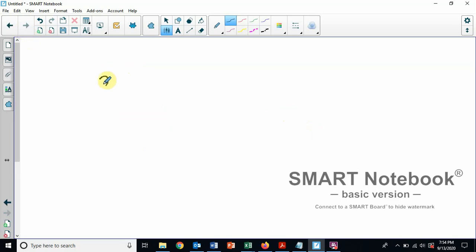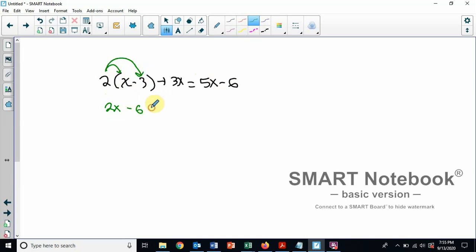Okay. Let's look at another example. One like this. Let's go with 2(x - 3) + 3x = 5x - 6. So once again, we'll just go about solving it. There are no fractions to kill off. There is some simplifying that I'm going to have to do. So that'll be 2x - 6 + 3x = 5x - 6. And then I can finally combine these like terms. 2x plus 3x is 5x - 6 equals 5x - 6.